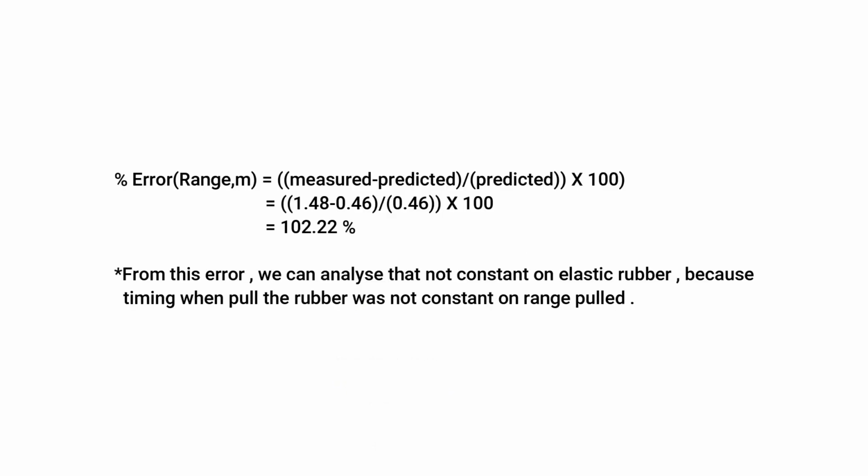The acceleration for our project is 4.58. And for our error percentage in our experiment, it is 102.22%, which means from our analysis of this error, we can conclude that the elasticity of the rubber was not constant, because the timing when pulling the rubber was not constant when pulling it.